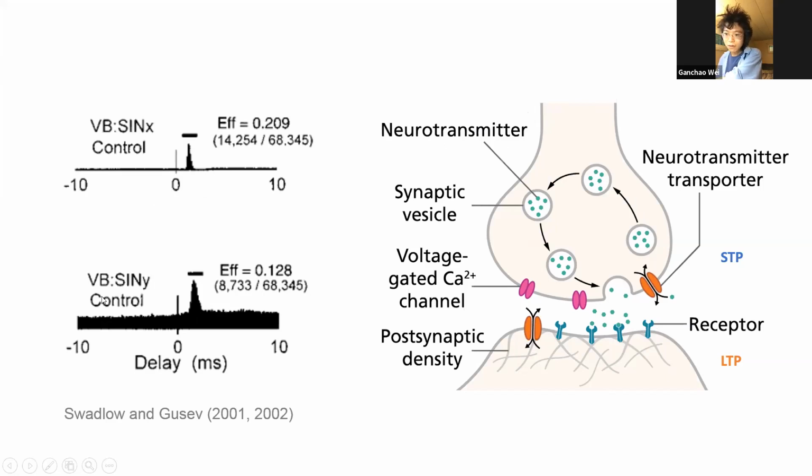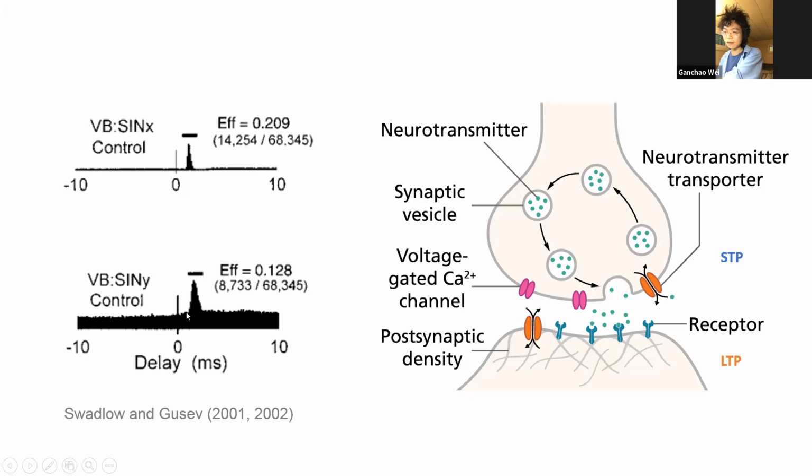This is one example from Swartz's lab. In this cross-correlogram, we can see that after some time delay, there's a peak here. That means the post-neuron fires nearly immediately after the firing of the pre-neuron. And based on previous research, the coupling pattern or coupling weight will change along the time.